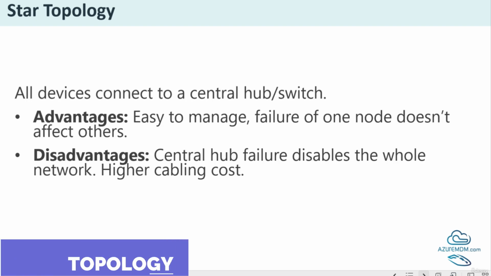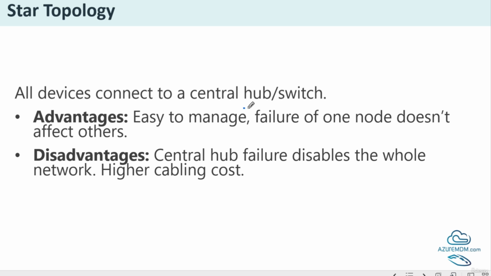Star topology. Here in star topology, all devices are connected to a central hub or a switch. Please remember this. The advantage is it is easy to manage, and failure of one node doesn't affect others. Unlike the bus topology, here if one node fails, it will not affect the others. But there is a disadvantage. Central hub failure disables the whole network, and the cabling cost of this star topology is higher. The costing is too high.